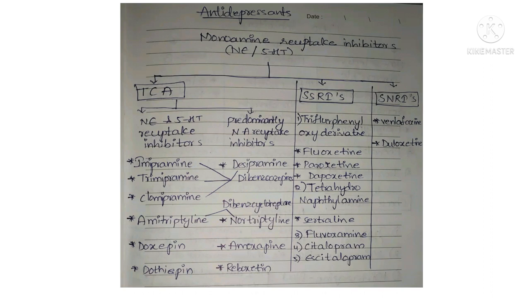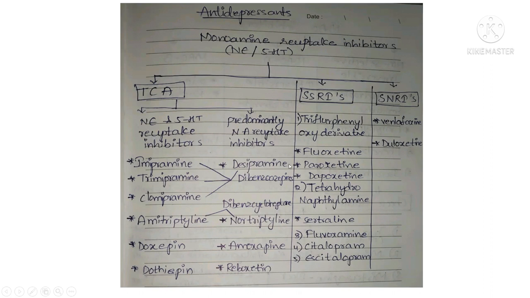First, we'll study the monoamine reuptake inhibitors. They are classified into tricyclic antidepressants, which include norepinephrine and serotonin reuptake inhibitors and predominantly norepinephrine reuptake inhibitors. Under this, we have imipramine, trimipramine, clomipramine, amitriptyline, doxepin, and dothiepin. Predominantly means these drugs block mainly norepinephrine reuptake. Over here we get desipramine, nortriptyline, amoxapine, and reboxetine.